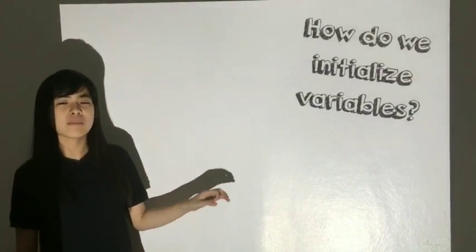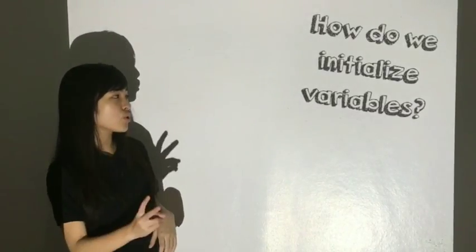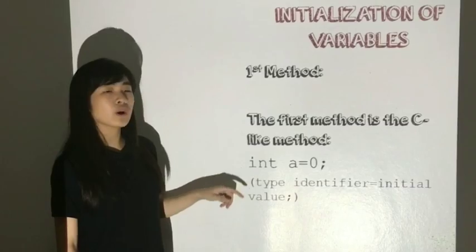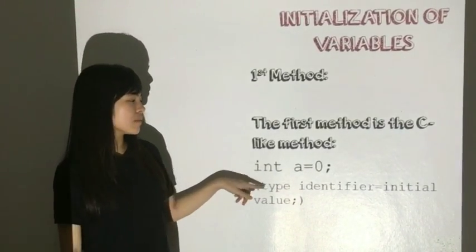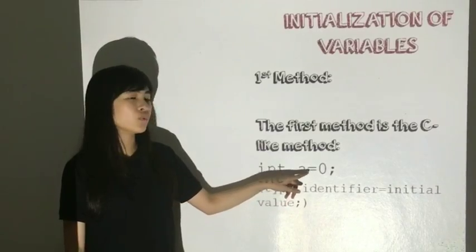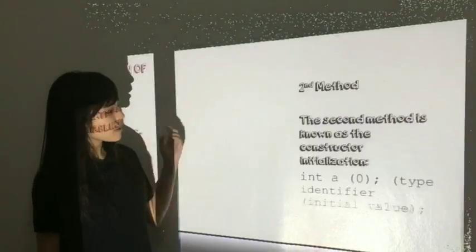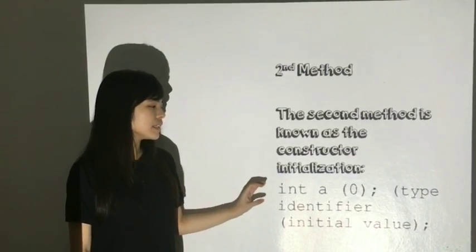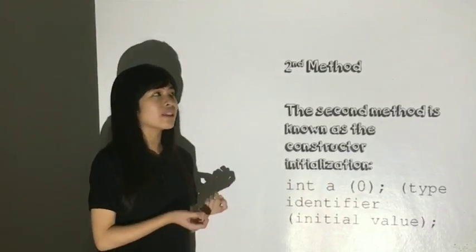Variable initialization is about giving a variable its initial value. Now how do we do it? We have here two methods. The first method is the C-like method where we use an equal sign. We put here the data type and then the variable to be initialized, equal sign, then the initial value. The next method is known as the constructor initialization, where we have the data type and then the variable and then the initial value enclosed in parentheses.